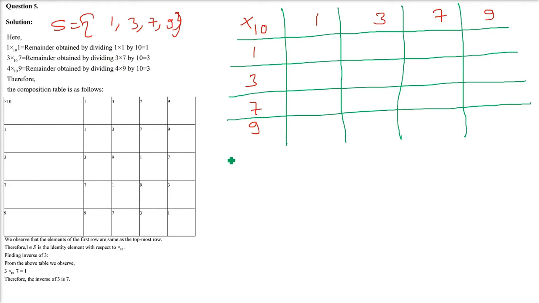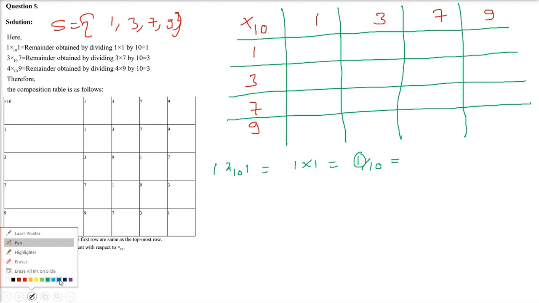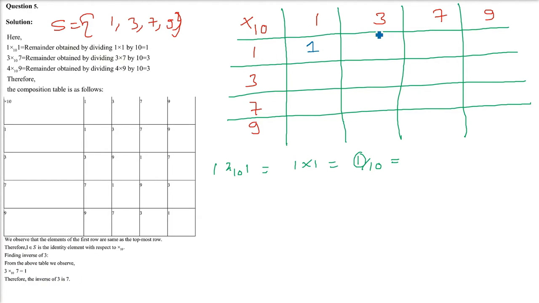Okay, 1 and 1. So 1 x10 1: just multiply 1 by 1. 1 into 1 is 1, and you have to divide it by 10. As I said, 1 is lower than 10, so just put 1 without even computing. 1, 1 is 1. Now the second value. You just have to compute once and write it twice. For example, 1 and 3. 3 into 1 or 1 and 3 are the same. So 3 by 10, just write 3. So 1 and 3, and 3 and 1, just put 3.